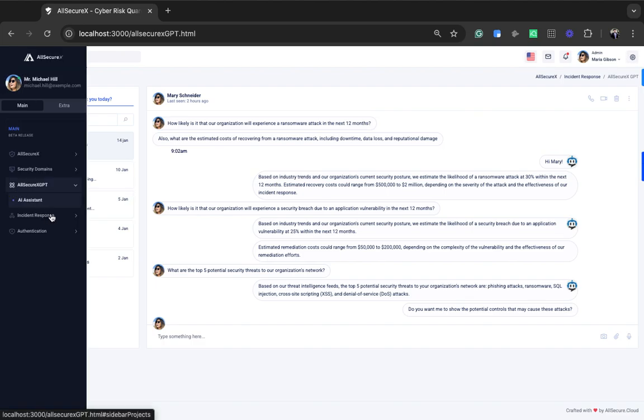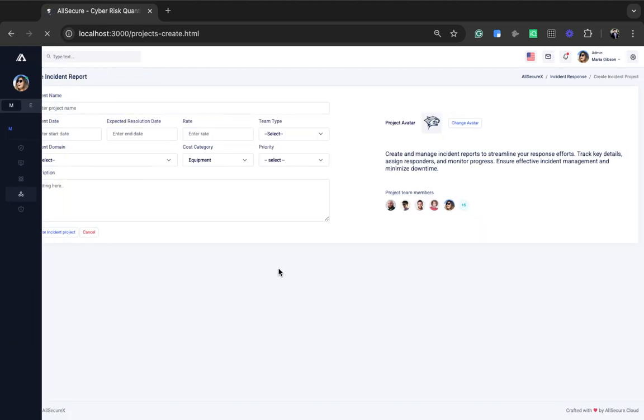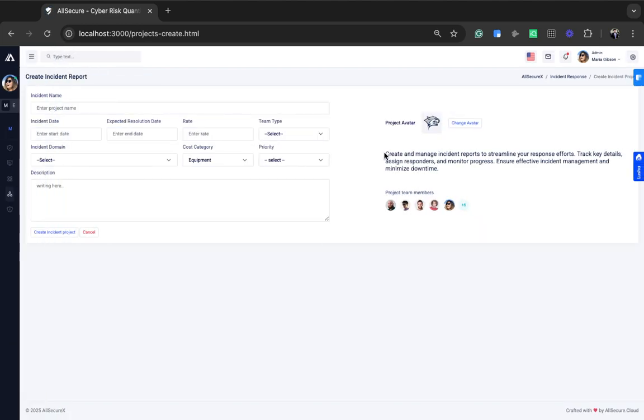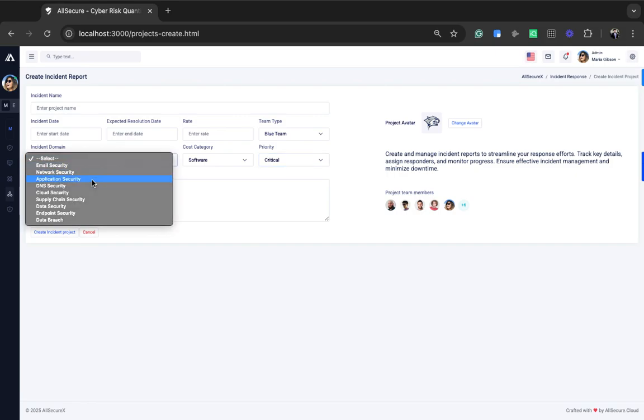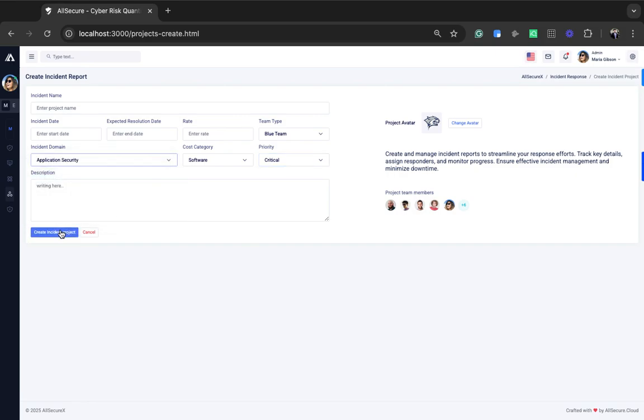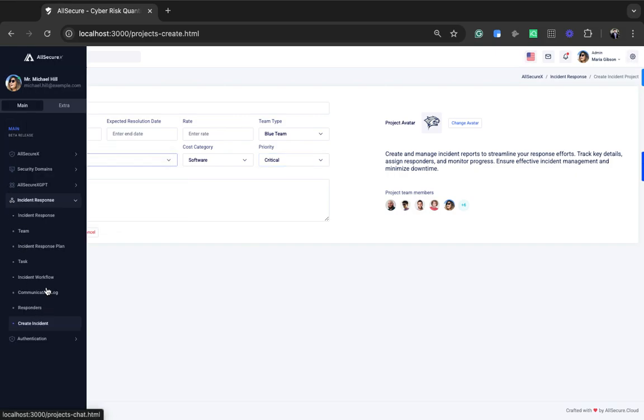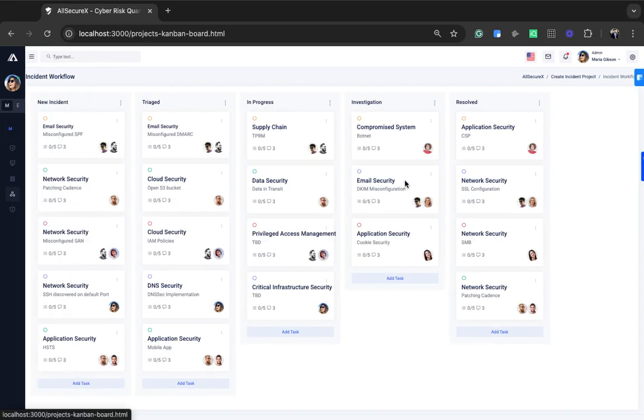Another feature is incident response, where you can create a new incident. For example, you have found in application security that the WAF is not functioning properly. You can create a new incident here. You can put the date over there, and select the team type. The blue team is there. You can say it is a software one, mark it as critical, set the incident domain as application security, and create an incident project. Now once it is there, you can manage it through the incident workflow.